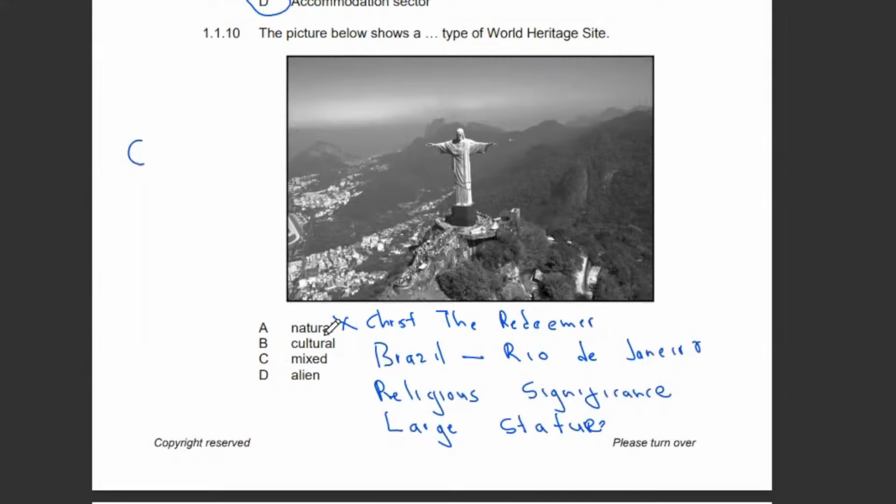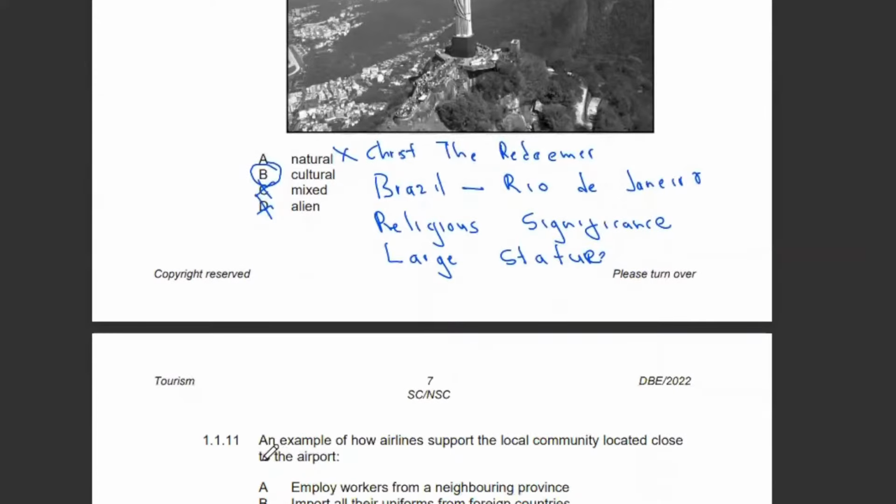Now let's go to B. Cultural. Religion and culture go hand in hand. So we can accept cultural as a correct description of the icon which is given there. Mixed, it cannot be mixed because mainly people go there for the statue itself, not the mountain which houses the statue. Then the last option, which is alien, is not relevant to the topic being discussed there.